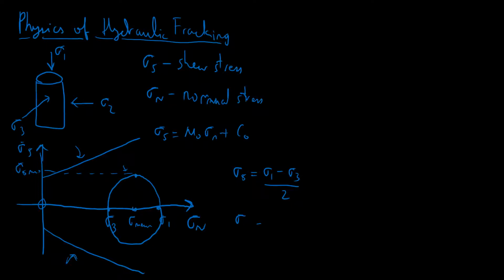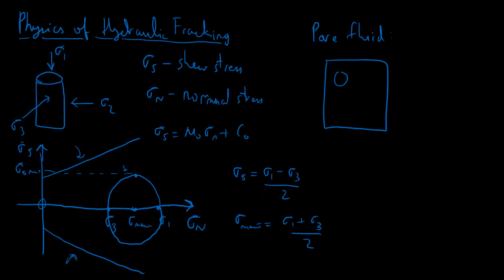This is sigma mean, which is equal to sigma 1 plus sigma 3 over 2. It's just the average. If in this system we introduce a pore fluid, then fluids behave differently than rocks in stress conditions. So if you look at this kind of schematic where we have these rock particles and the rest of it is basically fluids, if you exert sigma 1 here and sigma 3 here, fluids tend to exert a force outward like that. And we're going to call this force the pore fluid pressure, denoted by PF.